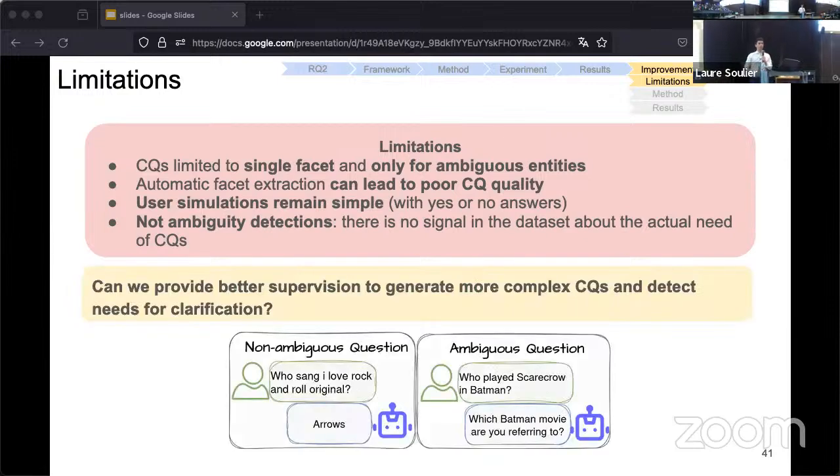So we wanted to provide a new dataset, so new supervision, to generate more complex clarifying questions that allow the system to detect the actual need of clarifying the query. So, for example, on the left, for a non-ambiguous question, song I love rock and roll original, there is only one possible answer, which is Arrows. And on the right, for ambiguous questions, who plays Scarecrow in Batman? So there are multiple movies with Scarecrow and various possible answers depending on the actor. So a possible clarifying question could be, which Batman movie are you referring to?